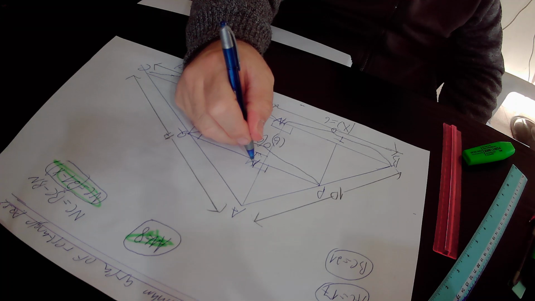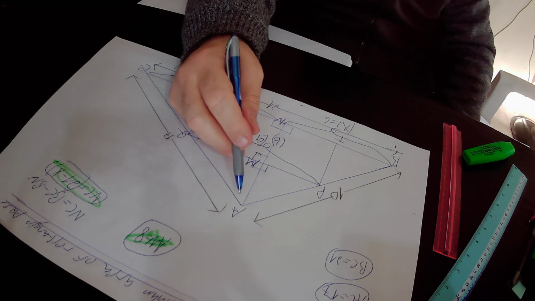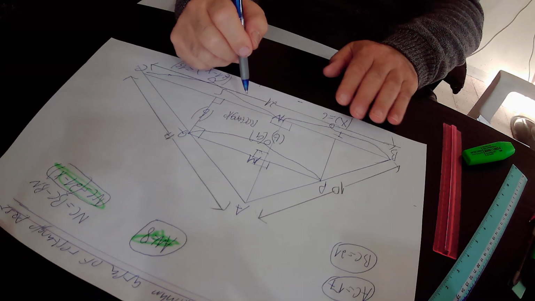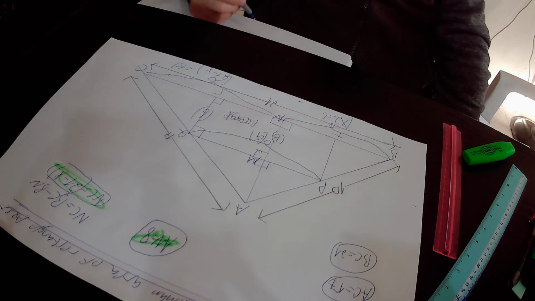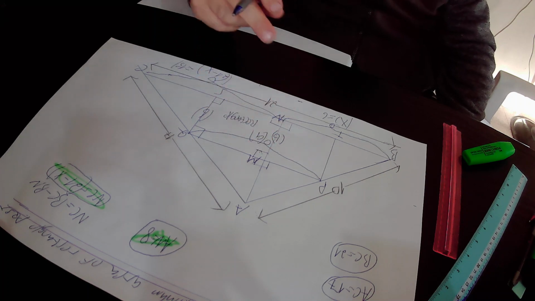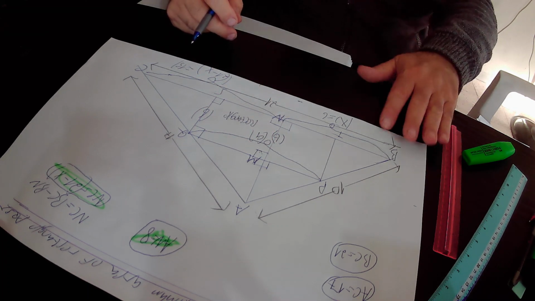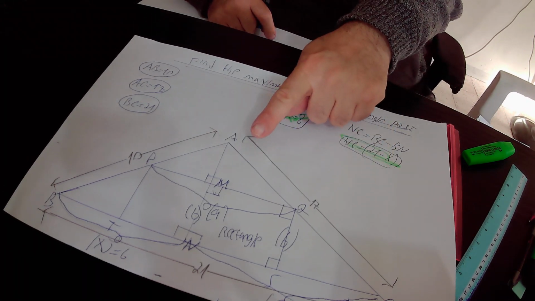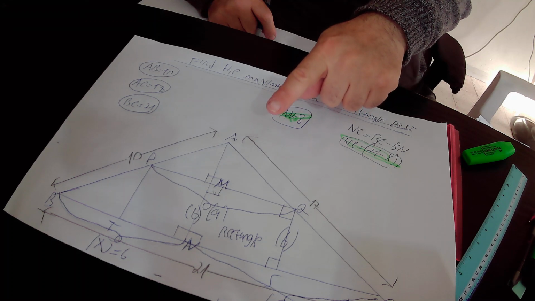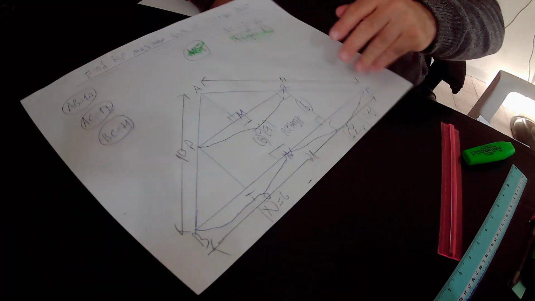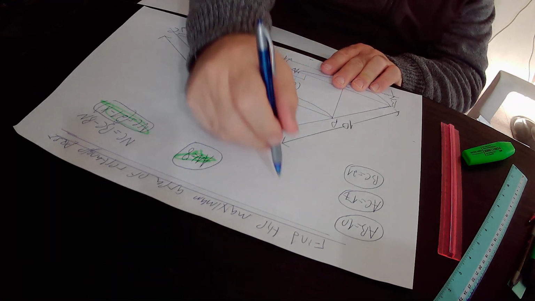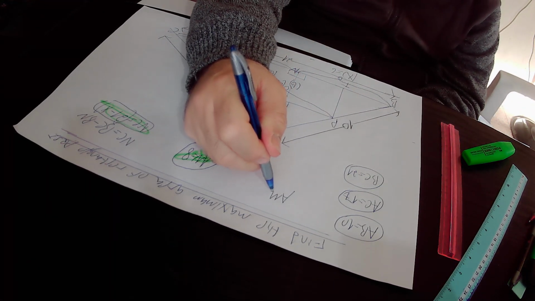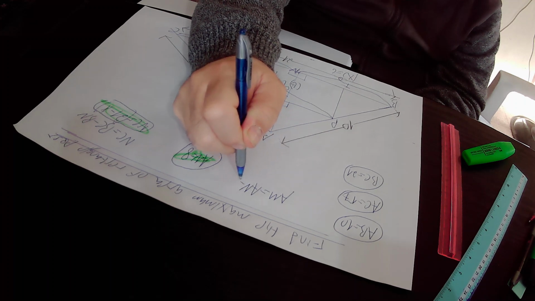So what is the length of this line segment AM? From the drawing, it is very easy to see that AM equals AN minus MN. So I write it down. Repeat again. AM equals AN minus MN.